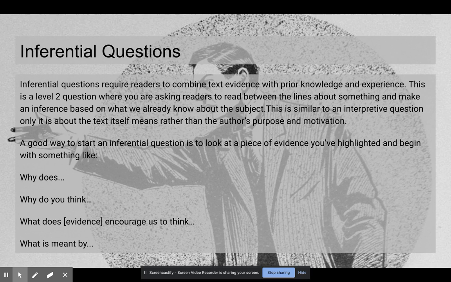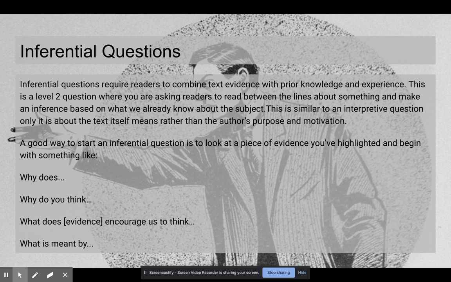Inferential questions are similar, but now we're focused on the text itself. This is a level 2 question where you are asking readers to read between the lines about something and make an inference based on what we already know about the subject. It's similar to an interpretive question. It's asking you to make an inference, only we are asking about the text itself, what the text itself means, rather than the author's purpose and motivation.